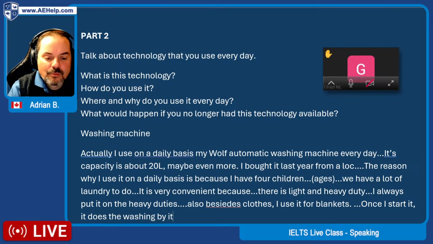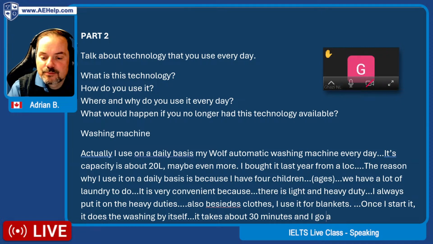After washing, it starts rinsing, and after that, spinning. And I find the clothes are ready. I just remove them and put them in the dryer. So if I didn't have this amazing machine, I would struggle a lot because I cannot afford to wash clothes by hand with 4 children. So it's an amazing innovation.